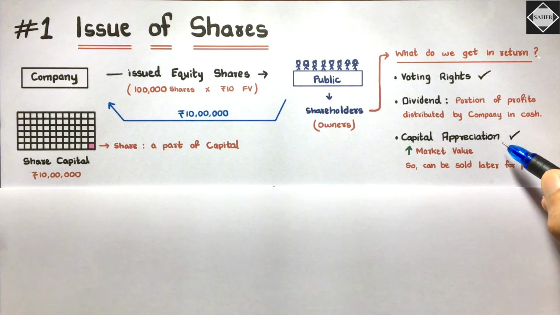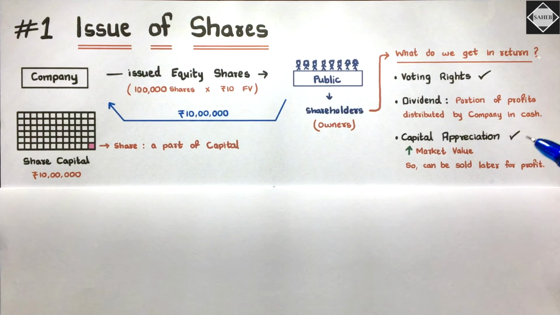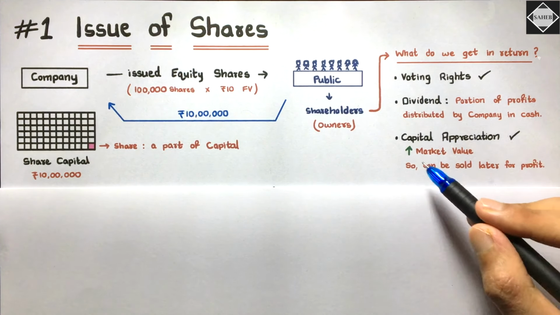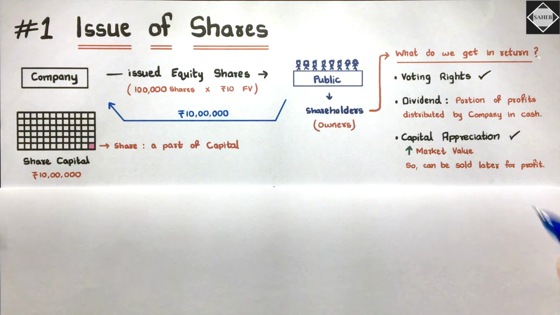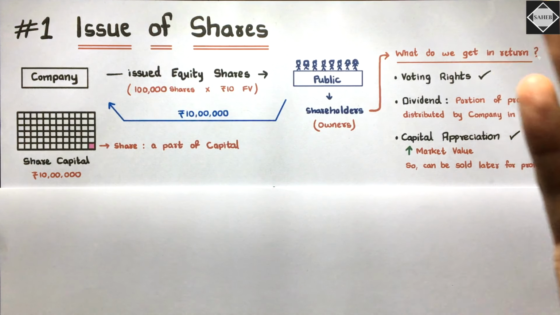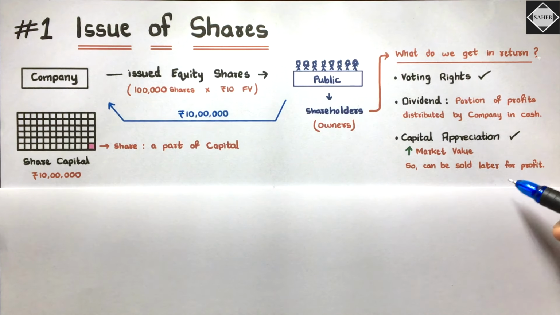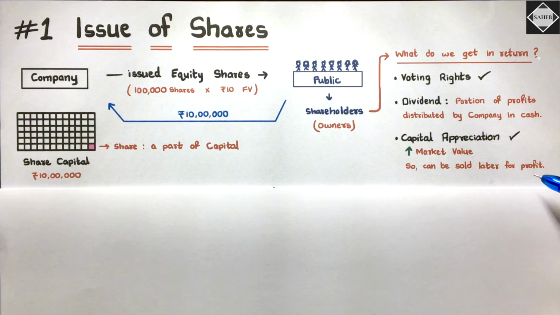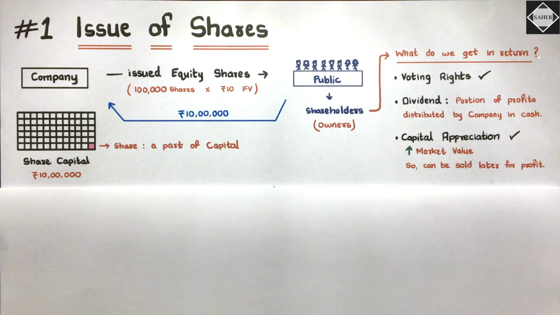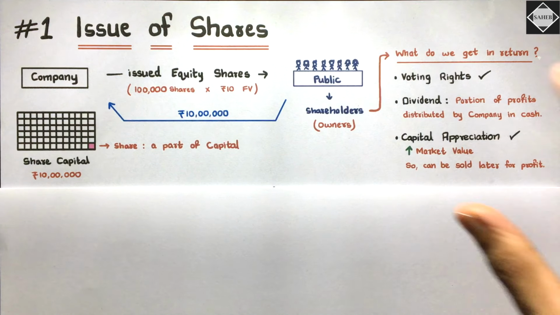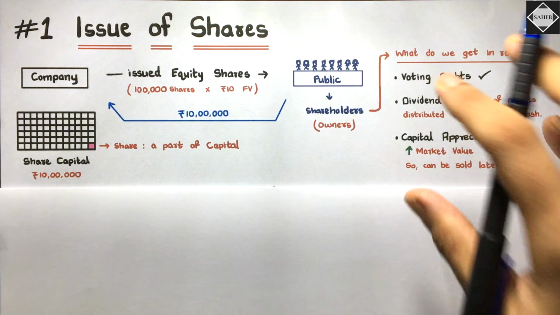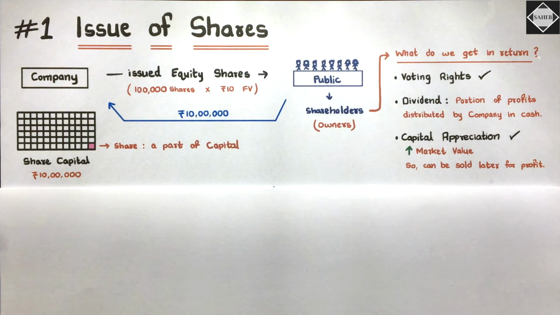Then there is capital appreciation. Capital appreciation means the value of shares in the market will go up. Market value can go up and you can sell your shares in the open market, in the stock exchange, for profit. Is that clear? Capital appreciation can happen, or the value may go down also. That can also happen. So those are the main things that the shareholder gets in return.